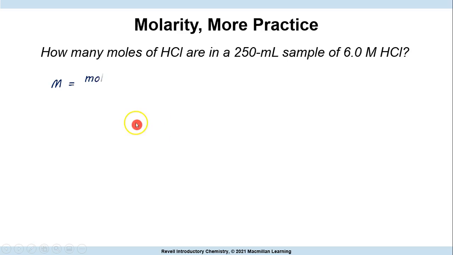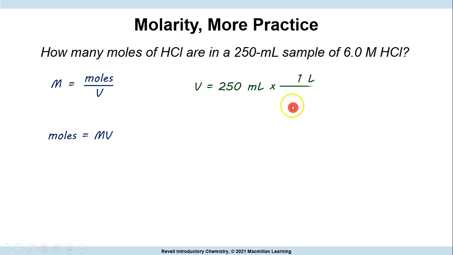So first, we know that molarity is moles over volume, and we've been given the molarity and the volume, but the volume is in milliliters, so we are going to convert it to liters. So how do we do that? We know that in 1 liter there are 1000 milliliters. So if you do that conversion, you have 0.250 liters.